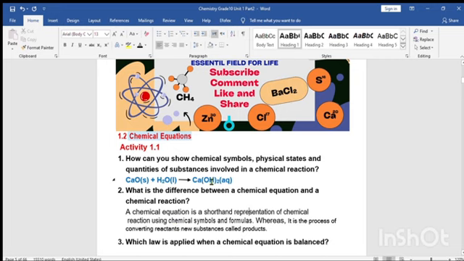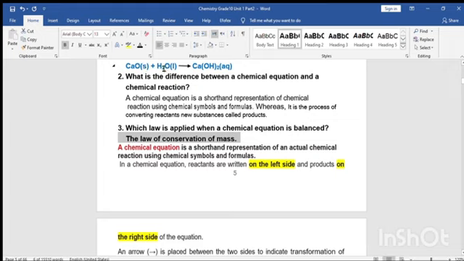Number 3 says, which law is applied when a chemical equation is balanced? This is the law of conservation of mass, because the law of conservation of mass states that mass is neither created nor destroyed during any chemical reaction process. For example, in this chemical reaction taking place between calcium oxide and water to give calcium hydroxide, the summation of these masses is equal to the mass of calcium hydroxide. This is what the law of conservation of mass states.